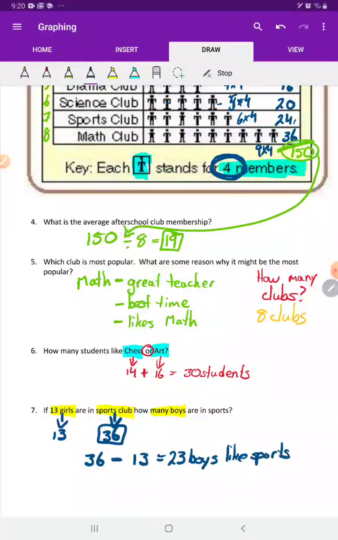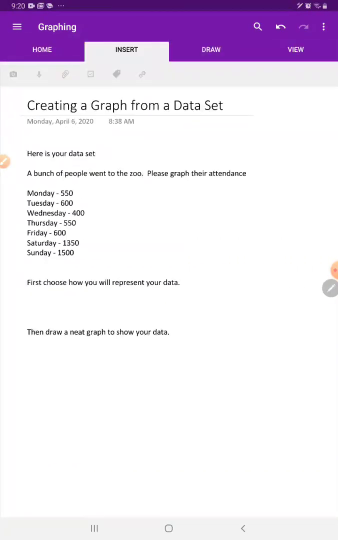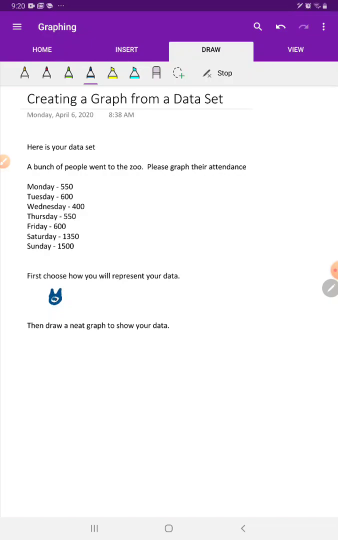All right. So here, the last thing we're going to talk about is making a graph. Okay. So now in this data set here, you can see that I have all sorts of different numbers set up here. Okay. And you can see each one of them. So first I have to choose how I'm going to represent my data. Okay. So since we're talking about the zoo, let's represent with a cat head. Okay. An animal head. Maybe that's not a cat, but an animal head.